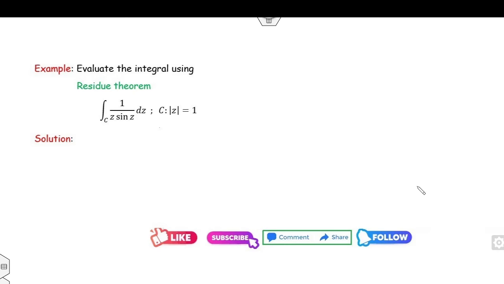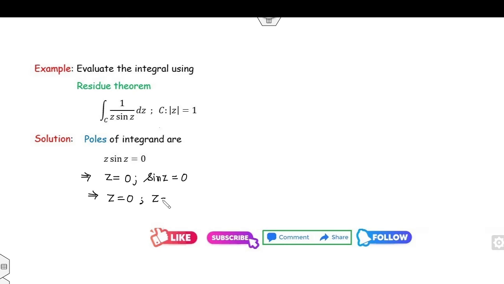Look at the third example. Calculate the residues. Find the integral using the residue theorem. First of all, this function is my f(z). Can you find the poles of the function? I can find the poles by taking the denominator as 0. This implies z is equal to 0 or sin z is 0. This implies z is equal to 0 and z is equal to n pi. Now you can see n is an integer.